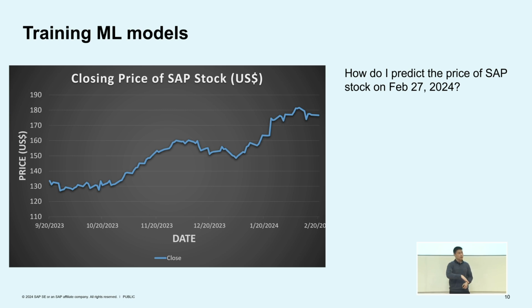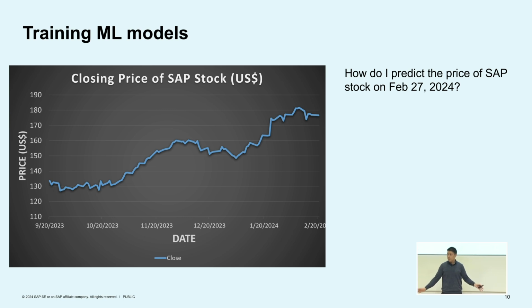So I recently joined SAP in December, and I'm very interested in seeing where the stock is going. And what I want to do is build a prediction model for predicting the stock price of SAP in the future. And none of this should be new to you, right? You've probably done this in Excel. I've downloaded the closing price of SAP stock since September of last year, and I just plotted it in Excel.